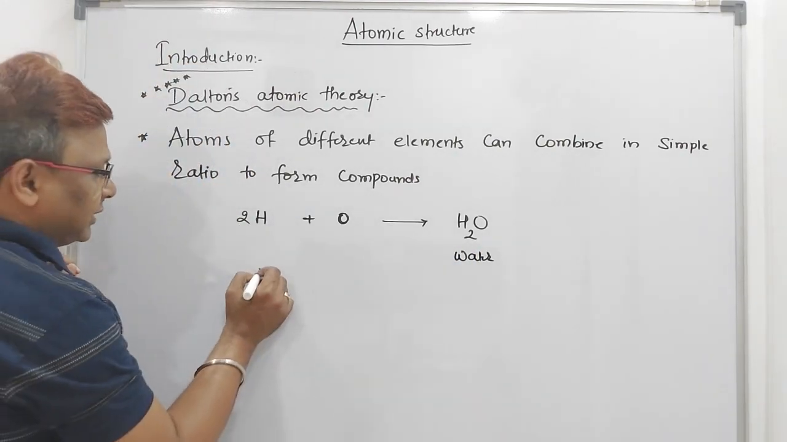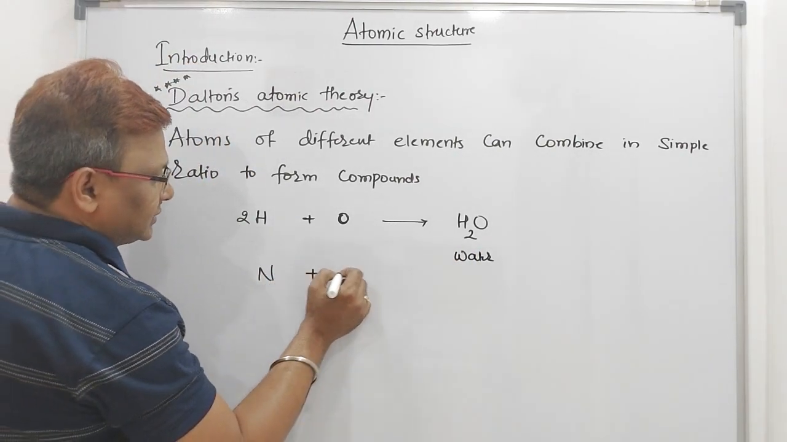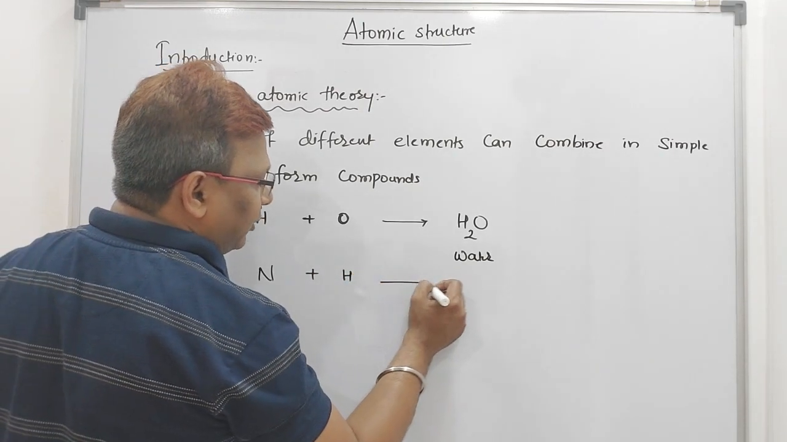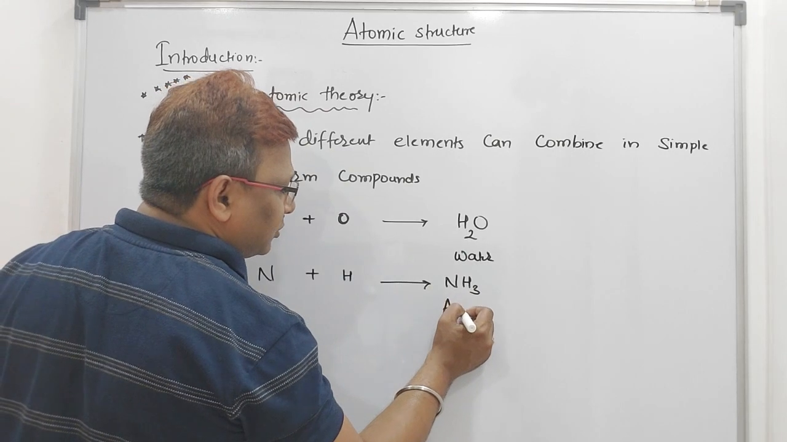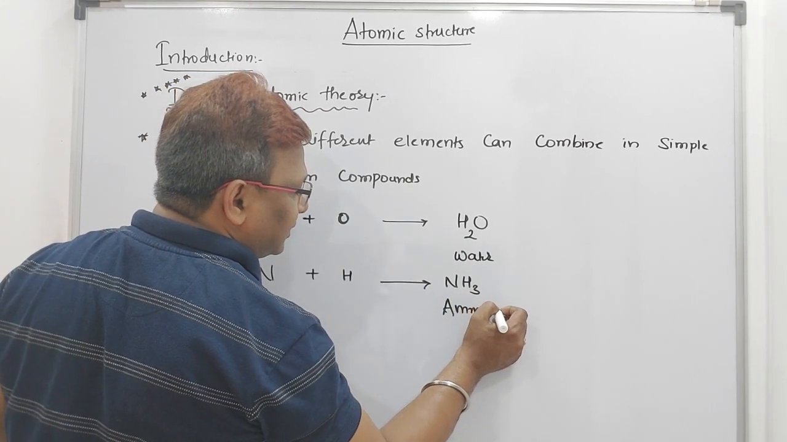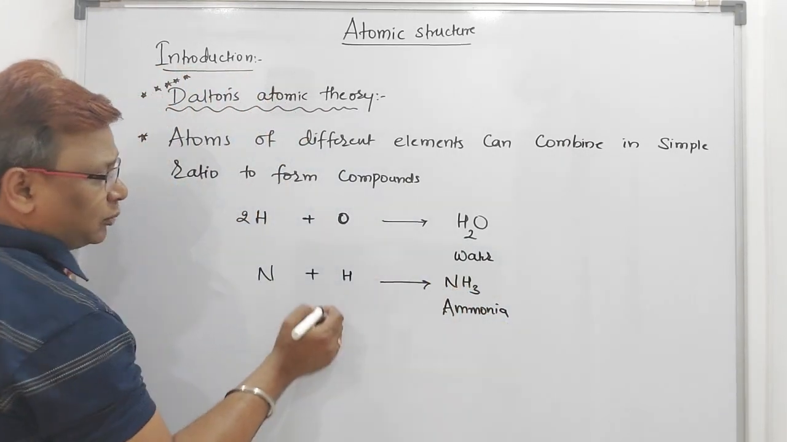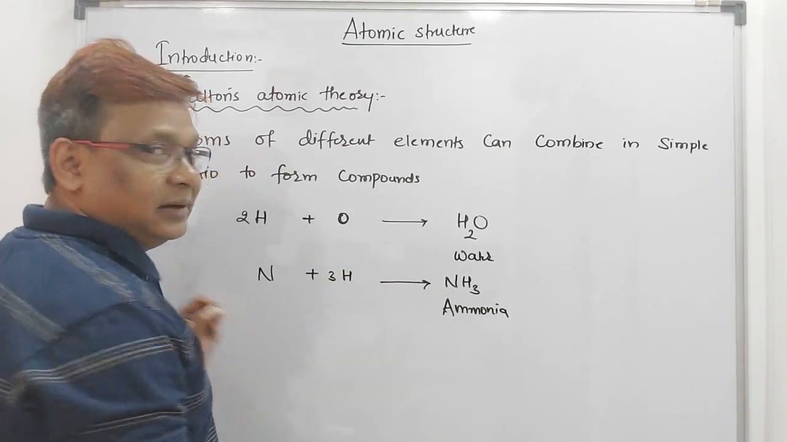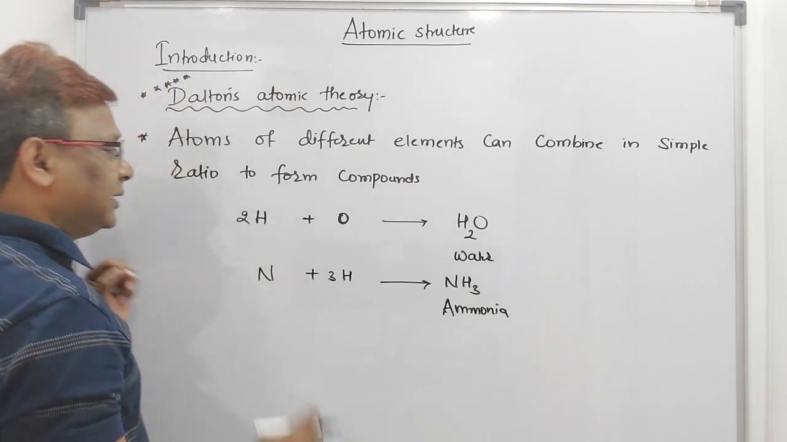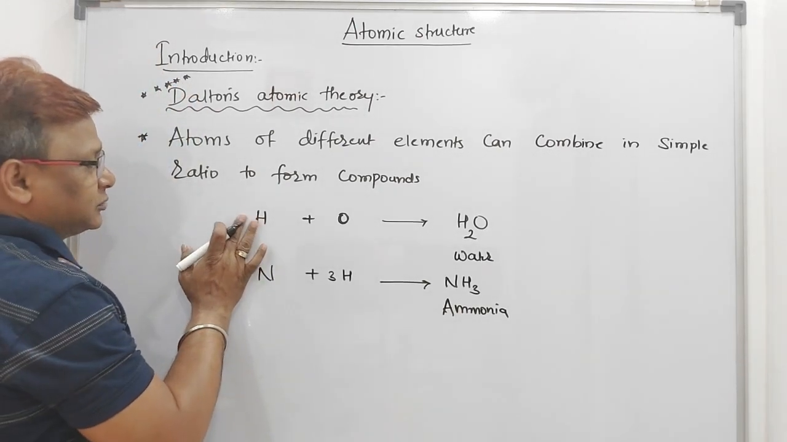In the same way, beta, if I say a nitrogen atom is combining with hydrogen, they form a compound. And what is the compound they form, beta? NH3. And do you know NH3 is called what? NH3 is called ammonia. How many hydrogen atoms? 3. 1 atom of nitrogen combined with them to form ammonia. It is a way to explain. But actually it is not in this way. It is in this way.